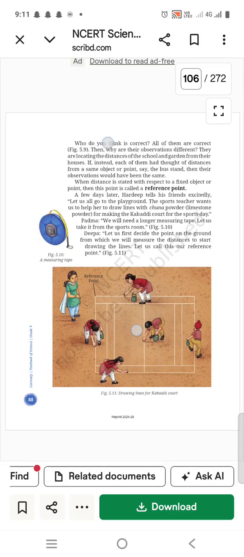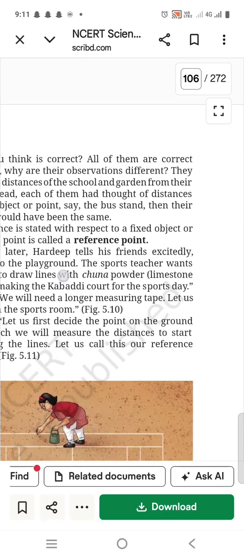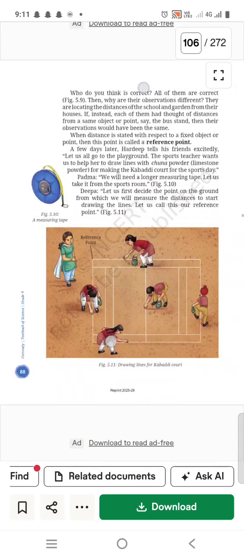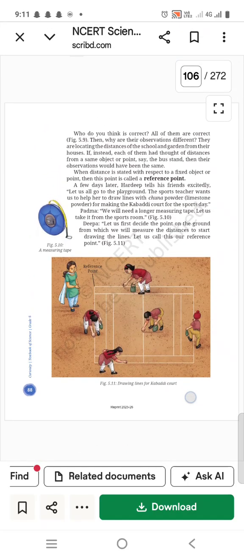Now I will explain about reference point. Who do you think is correct? All of them are correct. Reference point means a fixed object or point used to describe the position of an object. Now you can understand.